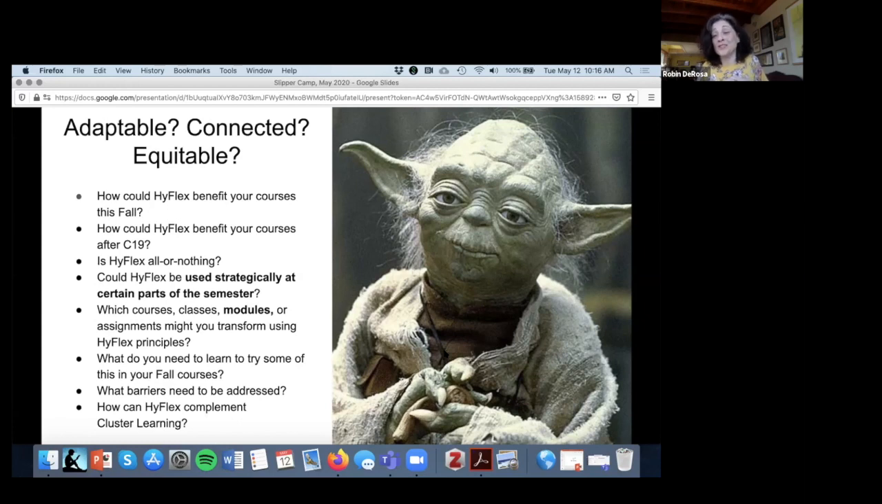We have had students in interdisciplinary studies who were fighting cancer, and we used HyFlex without knowing it was HyFlex at the time, right? Are there ways that this might benefit you or your program later? Do we have to do it all or nothing? Could you offer a HyFlex module, for example, at the end of your semester or in the middle of your semester? Could it be used strategically with certain modules or certain classes that you teach?